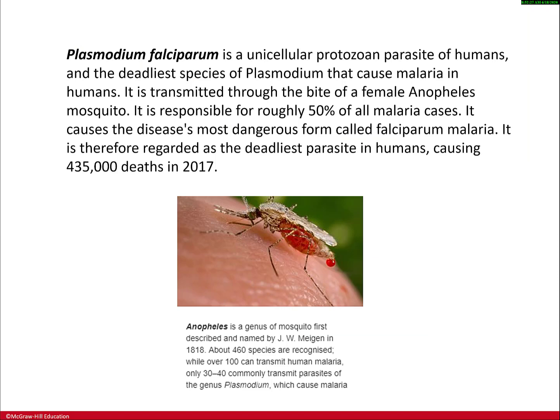And Plasmodium falciparum is a unicellular protozoan parasite of humans, the deadliest species of Plasmodium that causes malaria. It's transmitted through the Anopheles mosquito. About 50% of all the malaria cases are from this, and it's regarded as the deadliest parasite. And so 500,000 deaths is a lot. I mean, one death is a lot, but wow, it's pretty bad.